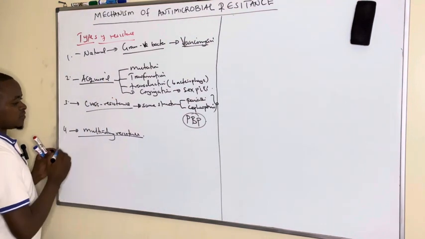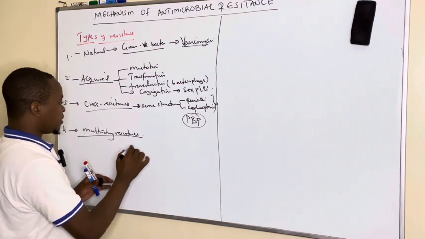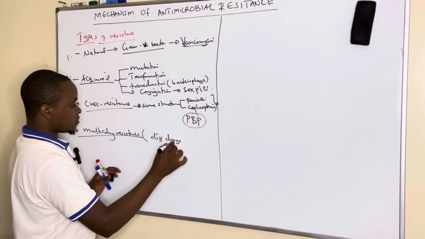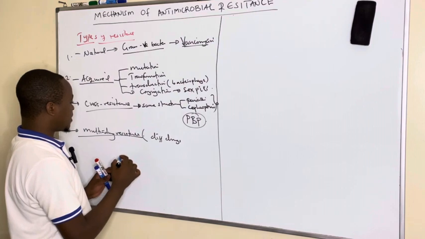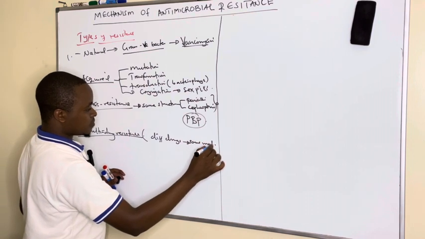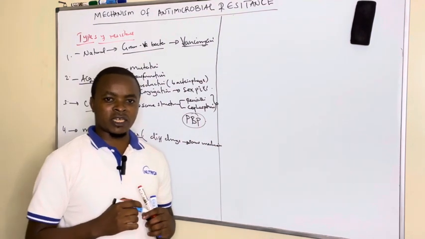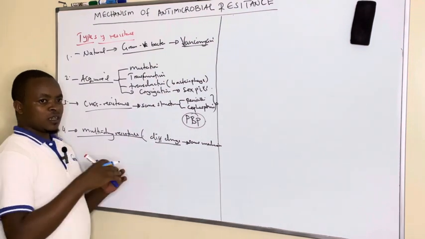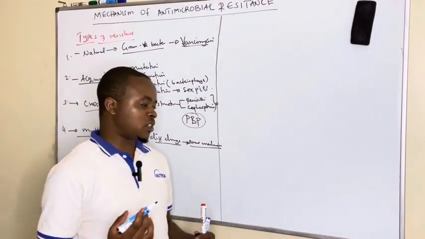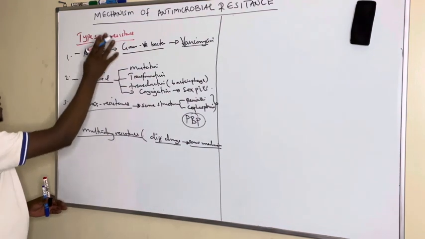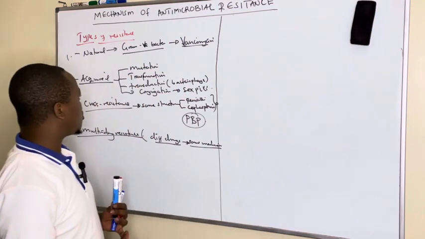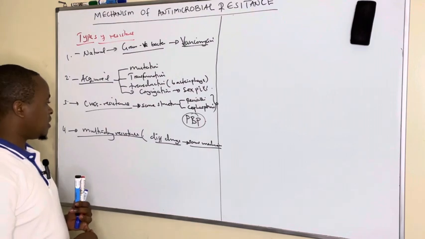Then multi-drug resistance, this is where we see multiple drugs or different drugs having different mechanisms, the way we saw in the video on mechanism of action. So if there are different drugs, of different chemical nature and different mechanism of action, we see them being resisted. That is what we call multi-drug resistance. So these are the different types of antimicrobial resistance, whereby we have natural, acquired, cross-resistance and multi-drug resistance.